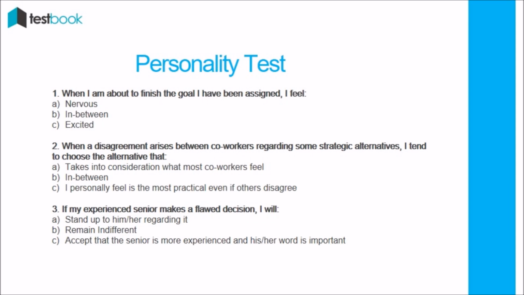In question number 3, if my experienced senior makes a flawed decision, I will option number A, stand up to him or her regarding it. Option number B, remain indifferent. Option number C, accept that the senior is more experienced and his or her word is important. Even here, there is no true answer.